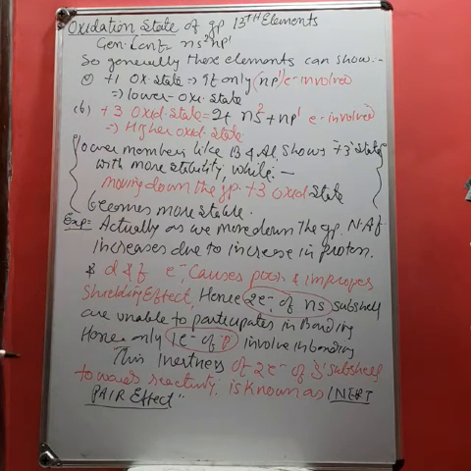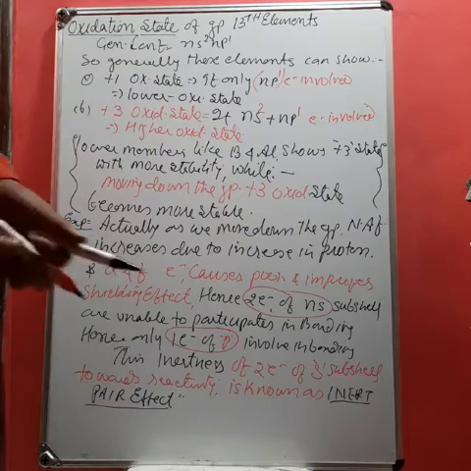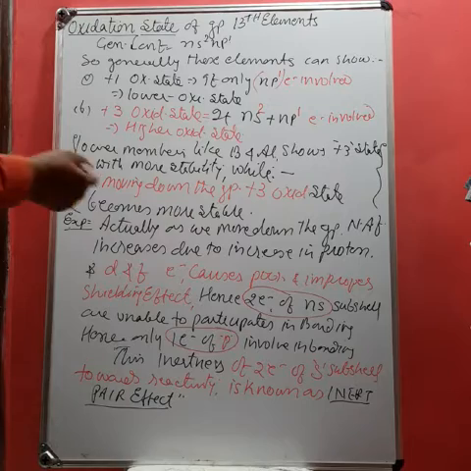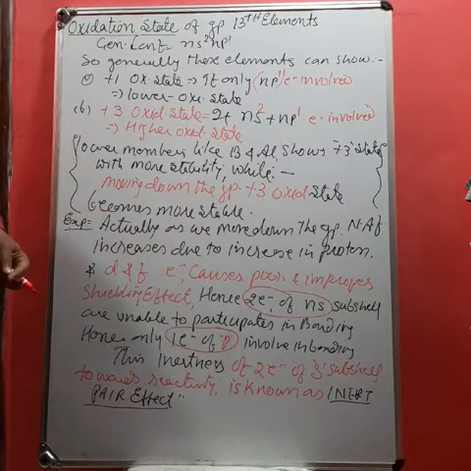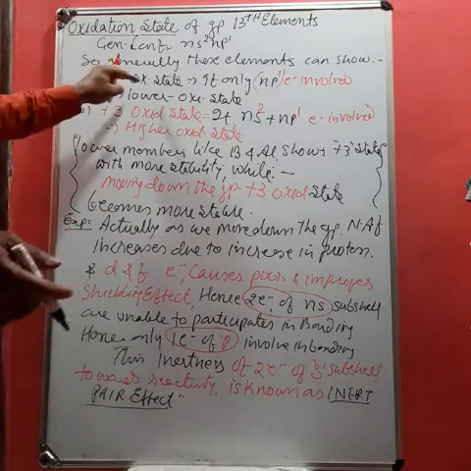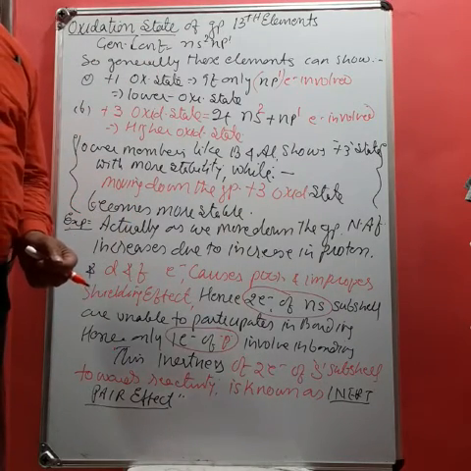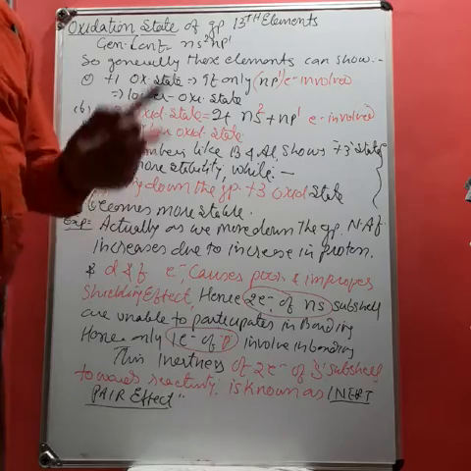Thus, the plus 1 oxidation state becomes more stable as compared to the plus 3 oxidation state. Therefore, there is a question: why does the lower oxidation state become more stable for higher members? So, you have to write the answer: this is due to the inert pair effect.